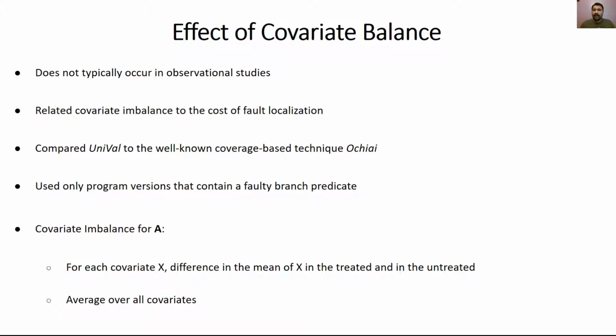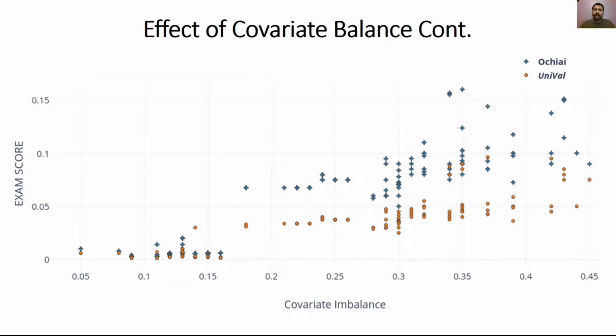We related the covariate imbalance to the cost of fault localization as measured by the exam score and used a well-known technique called Ochiai to represent the coverage-based family. For simplicity, we used only the program versions that contain a faulty branch predicate. This figure shows the results of our study on covariate imbalance. Note that for the x-axis, larger values represent greater imbalance, and for the y-axis, larger values represent higher costs for fault localization. The results indicate that higher fault localization costs are associated with greater imbalance.